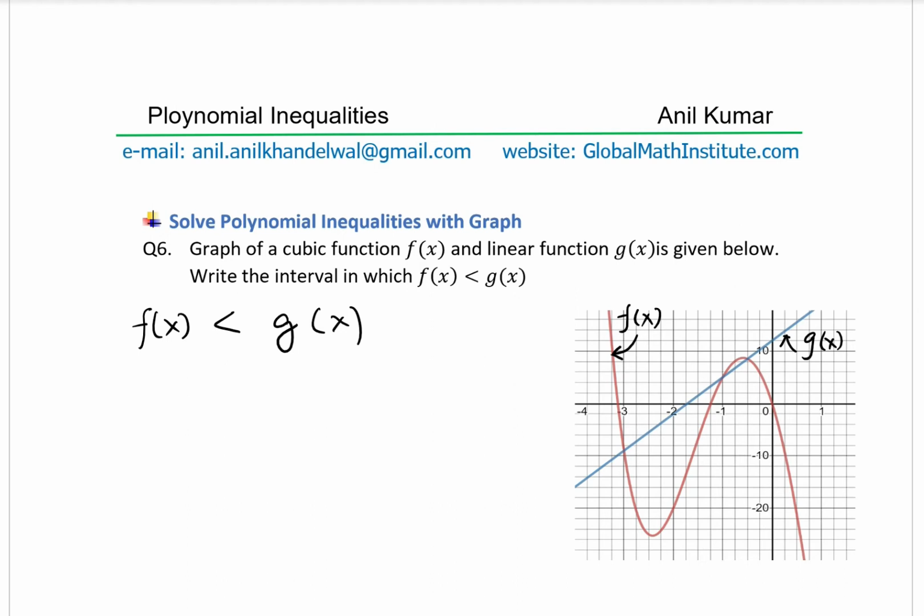We're always looking at the points of intersection. Does it make sense to you? So these points of intersection are at what value of x? They are at this value of x, correct? Now these values are not really included in the solution. Perfect. So our solution will be, I'll write on a number line this time.